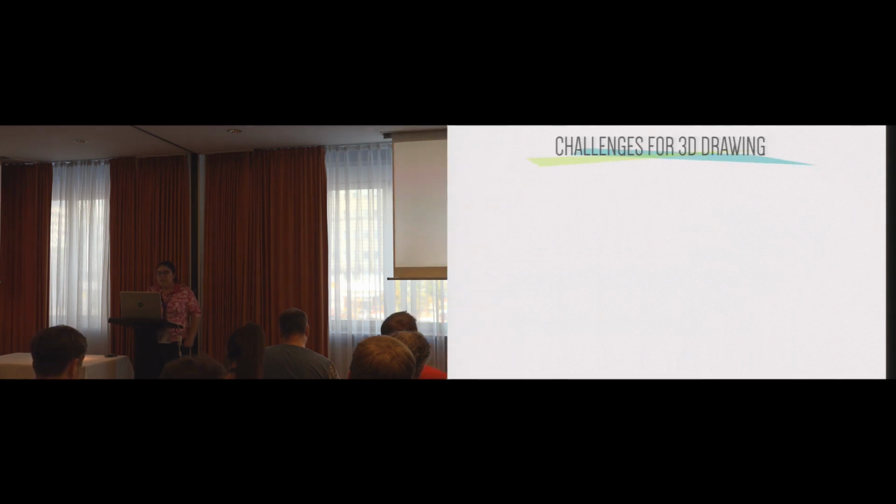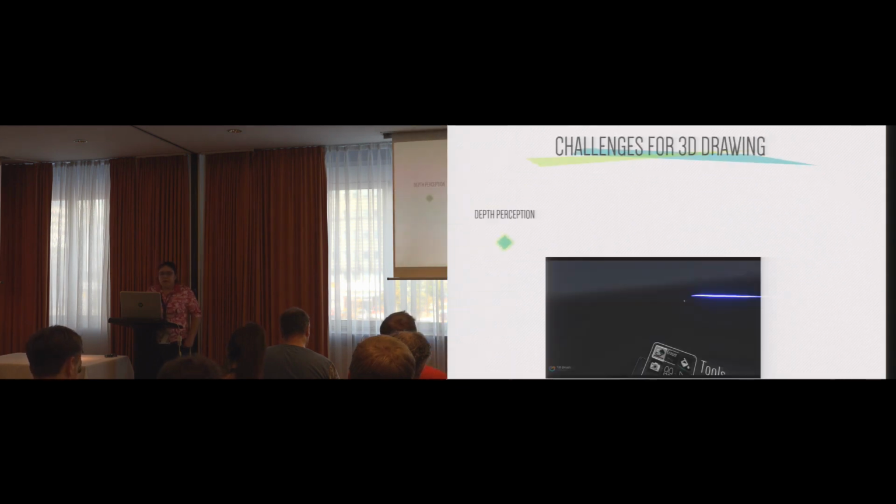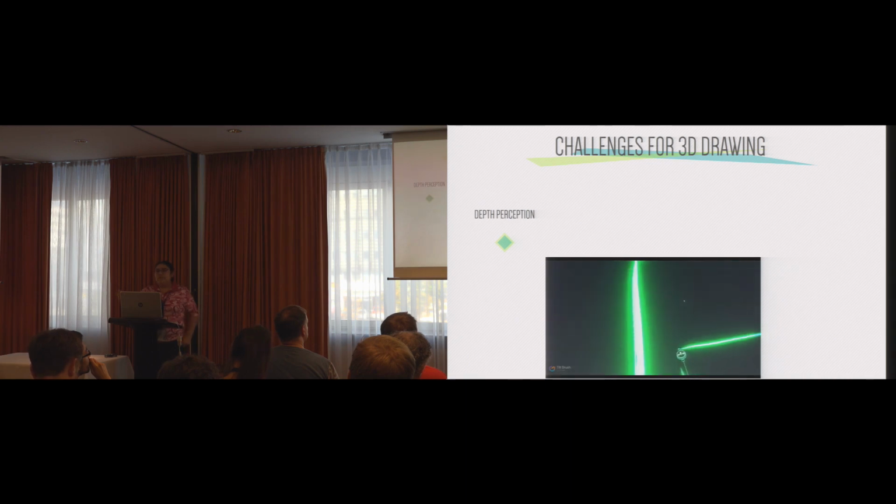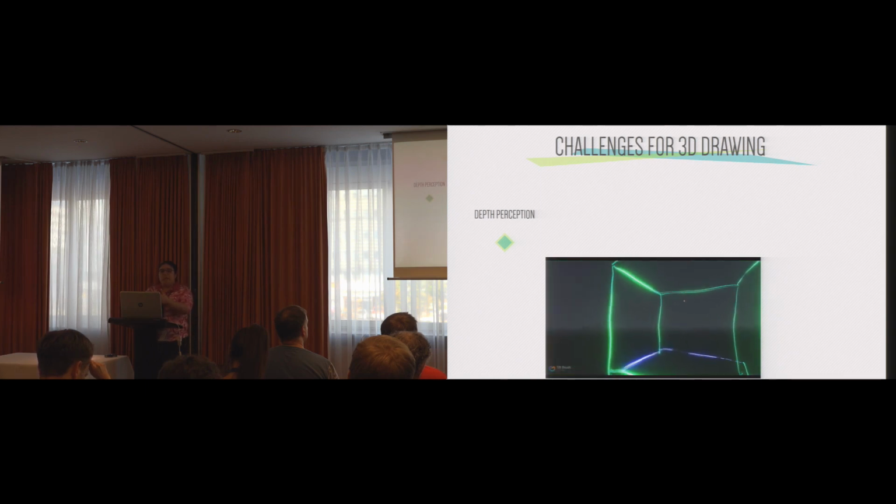There are a couple of challenges. The first one is depth perception. Most of the current virtual reality headsets use stereo displays to display the 3D objects, and stereo displays have been shown to have problems with the depth perception of users. What this means is that users try to position their strokes in a specific place, but they're actually not positioning them there. It causes a lot of problems with snapping and finishing the stroke where they want.